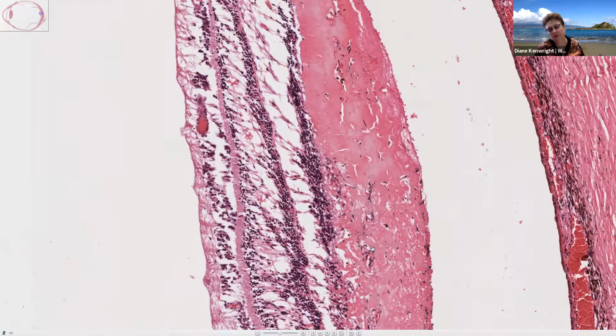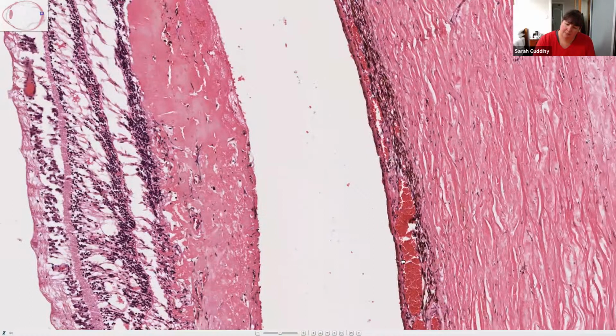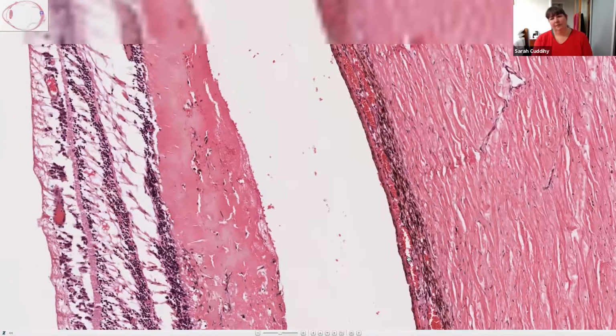Right, what was another question? Also, we noticed that looking at the choroid there, the vessels are very prominent. They're very congested. So I think the blood's all in the vessels, because I can see the endothelial cells here. Yes, the choroidal vessels are all congested. They are.